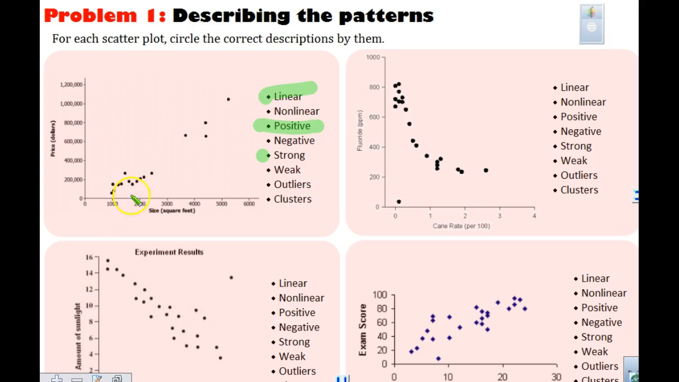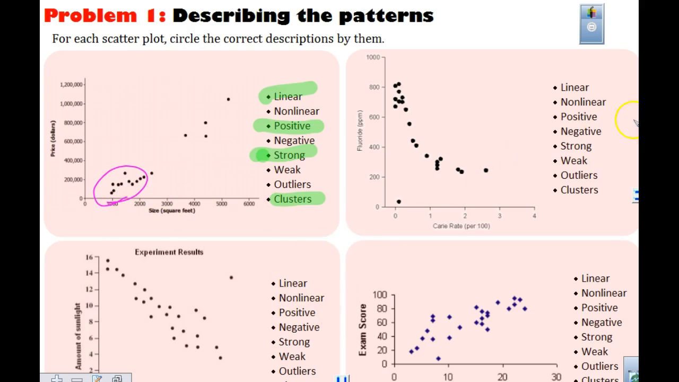I'd say it's pretty strong if we are looking at it. Compared to this one down here with the exams, that one would be a lot weaker, right? So this one is probably strong. And did we have any outliers? Not really, if we're looking at it, but do we have a cluster? Yeah, down in this area, right? If I was thinking about that cluster, I would say that down in this area, this is all clustered together.